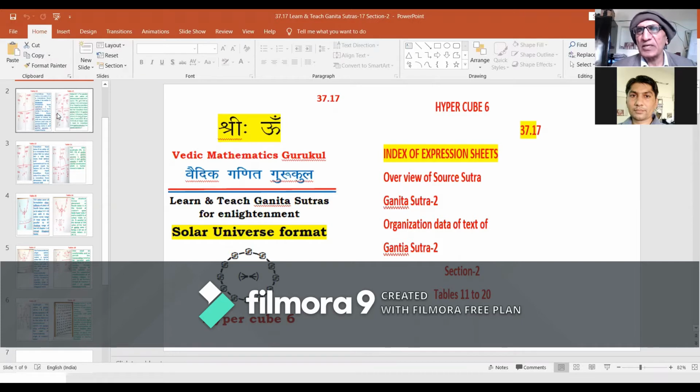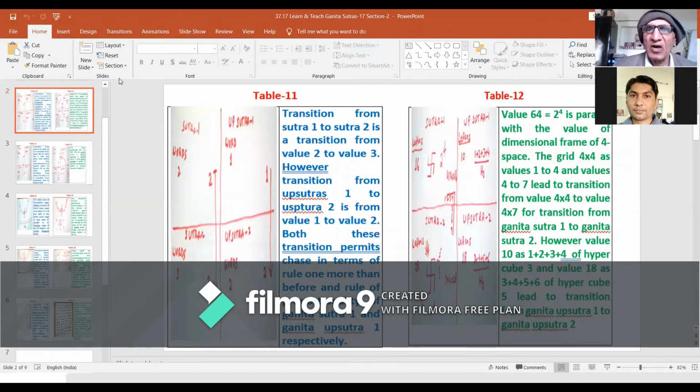Today, in continuity, we will be visiting tables 11 to 20 as another set of format features and values of the mathematical domain of Ganita Sutras with focus upon Ganita Sutra 1 as the source sutra and Ganita Upsutra 1 as the source Upsutra. The chase in this reference is to be simultaneous of reach from Ganita Sutra 1 to Ganita Sutra 2 and from Ganita Upsutra 1 to Ganita Upsutra 2.